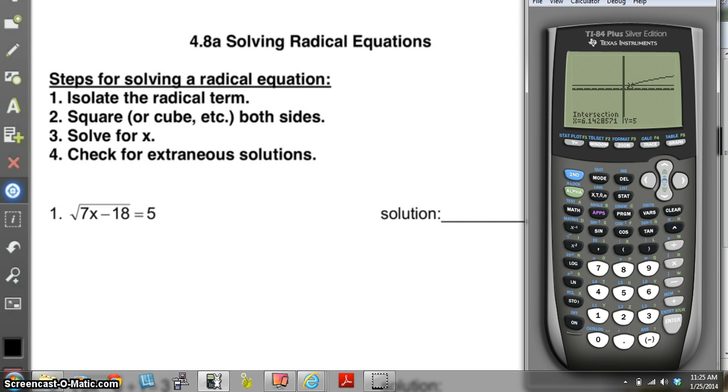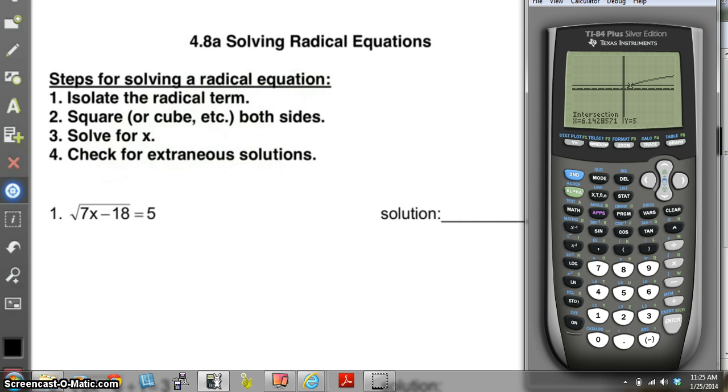Now remember, every time you want to solve an equation, first of all you have to isolate the radical term, get rid of the radical by squaring or cubing or any other way, but get rid of the radical, solve for x, and check if your solution makes sense. Now this checking part, we're going to be doing it on the calculator, so make sure that you have one.